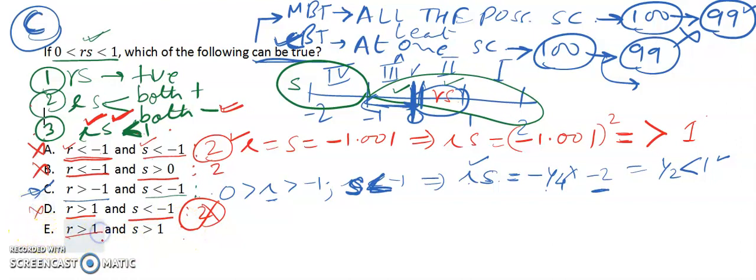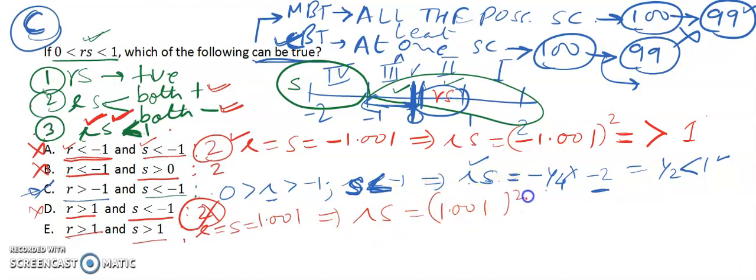Option E: R is greater than 1, positive, and S is positive, so they are both of the same sign, fair enough. But can we have values of R and S such that their product is less than 1? The strategy should be to take the minimum possible values of R and S. Say R equals S equals 1.001. This gives RS equals 1.001 raised to the power 2, which is definitely greater than 1. So this is also incorrect.